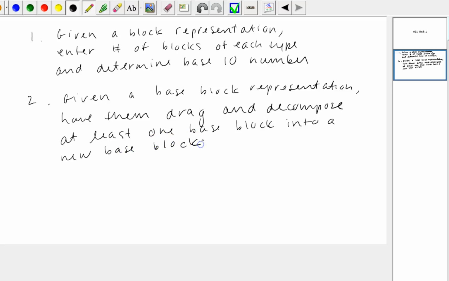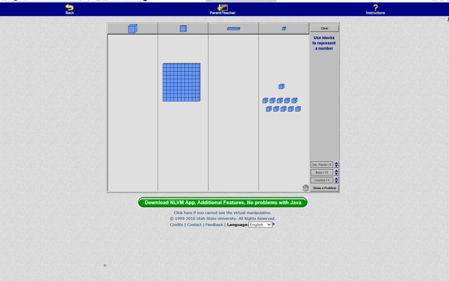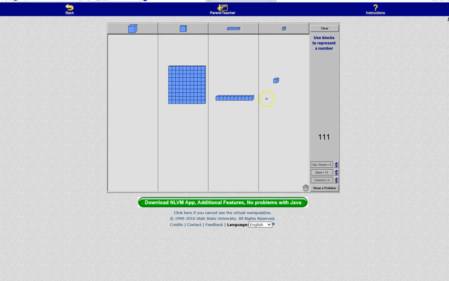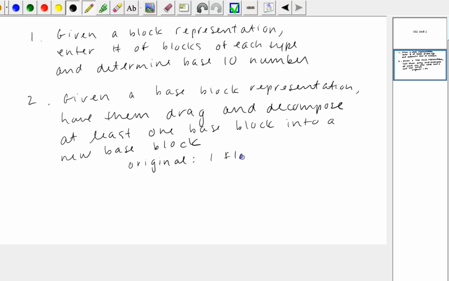Okay, and I'm kind of thinking as I'm writing this. So here, what I'm thinking is you give them the original base block representation, and for this one, you give them this and they say that it's 1 flat, 1 rod, and 1 unit. And then maybe they write the number in place value form as 111. Then have them do the second part where they drag and decompose something. So kind of like with the chips, write this in at least 2 ways possibly.